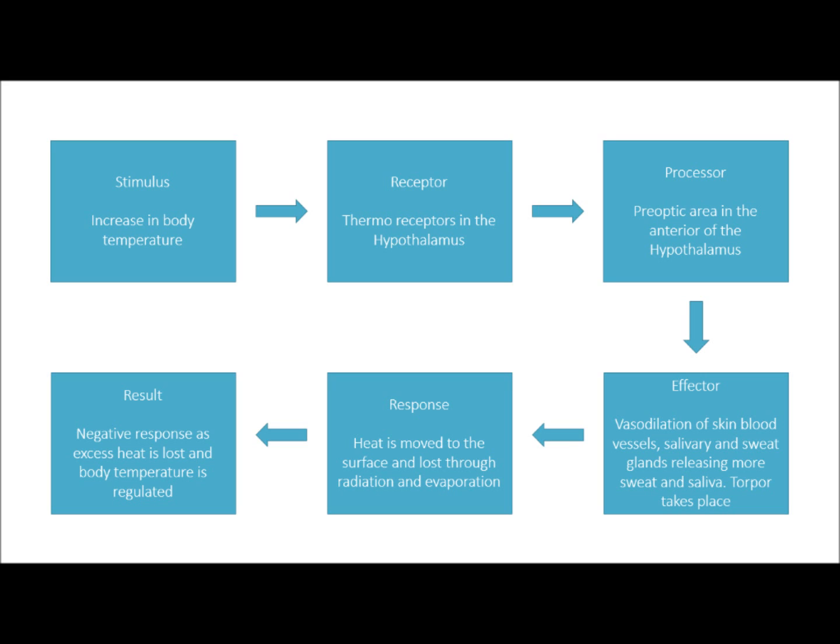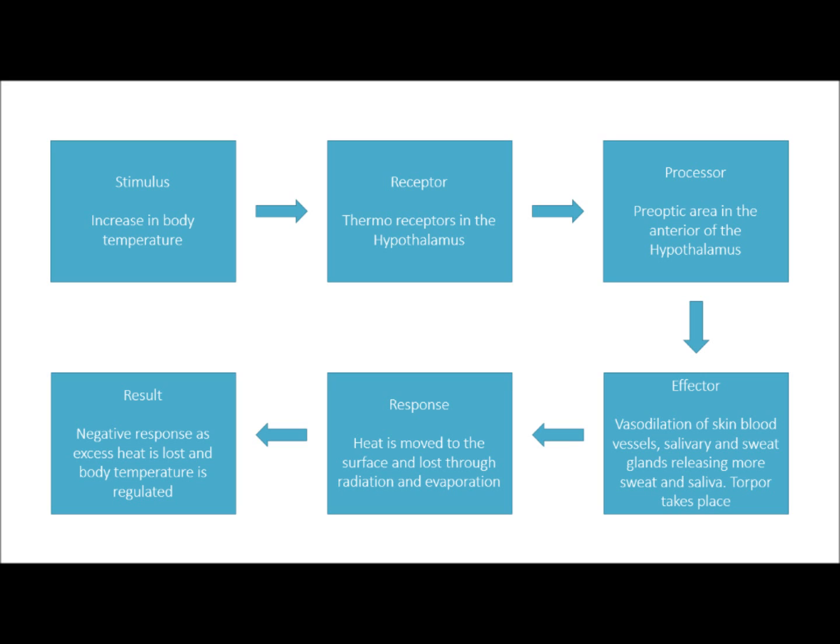The effector makes the changes needed in order to cool the body. In this case, it is the skin blood vessels. These dilate, vasodilation, to allow more blood and therefore heat to flow through them near the surface of the skin, especially at the extremities, which is the tail and the paws. Salivary glands release more saliva, but the mouse will not pant like other animals as they do not breathe out of their mouths. Sweat glands in the paws release more sweat. If necessary, the mice can also undergo torpor, which will be explained later.